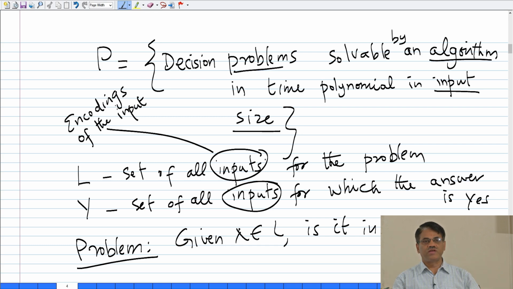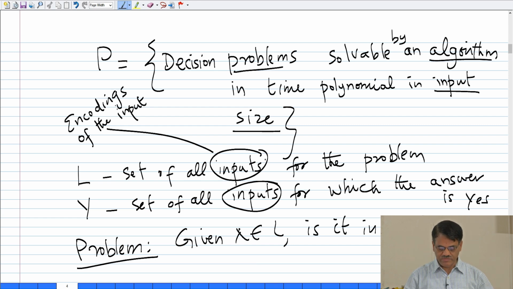If you are giving me a graph, it will be an adjacency matrix. If you are giving me a list of numbers, I will write each number in binary, separated by some symbol which is also translated in binary, and that is my encoding of the input. So the size of the input is the length of that input instance. Now, I will give you an example.